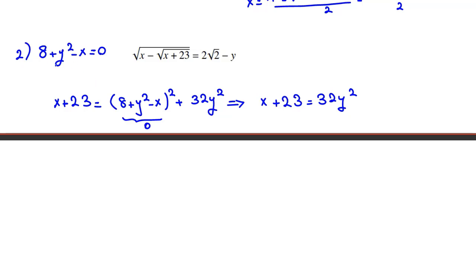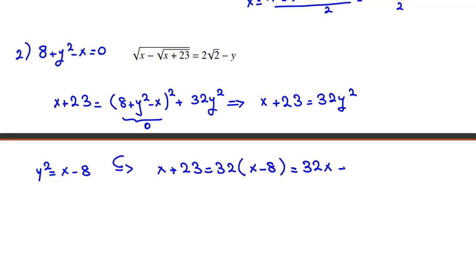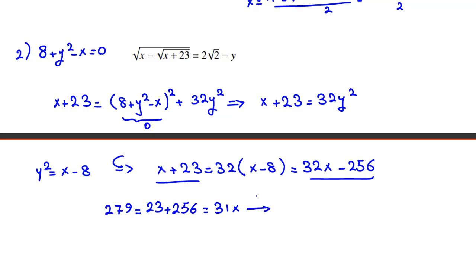Okay, so again, we know from the equation here that y squared equals x minus 8. So if we replace in x plus 23 equals 32 y squared, instead of y squared we write x minus 8. So it will be 32x minus 256. Okay, we have these two parts. So 23 plus 256 equals 32x minus x, 31x. So it is equal to 279. Okay, so if we divide both sides by 31, x equals 9. And y equals what? y squared, we said, is x minus 8, which is 9 minus 8, which is 1. So y is plus minus 1.